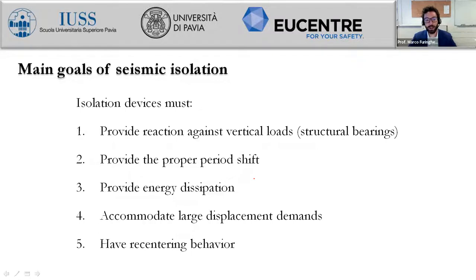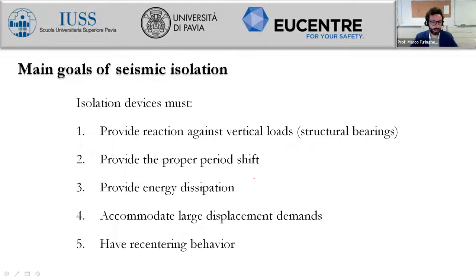Isolation devices must provide the reactions against vertical loads. This means that, first of all, isolation devices are structural bearings. And as structural bearings, they have to carry vertical loads coming from the superstructure due to the gravity loads applied. And this is very important because we don't have to consider just the horizontal characteristics, because we need a certain amount of horizontal stiffness in order to have period shift. But we will also have to remember that first of all, they are just structural bearings. They have to be subjected to gravity loads. So they have to provide very high stiffness with respect to the vertical direction.